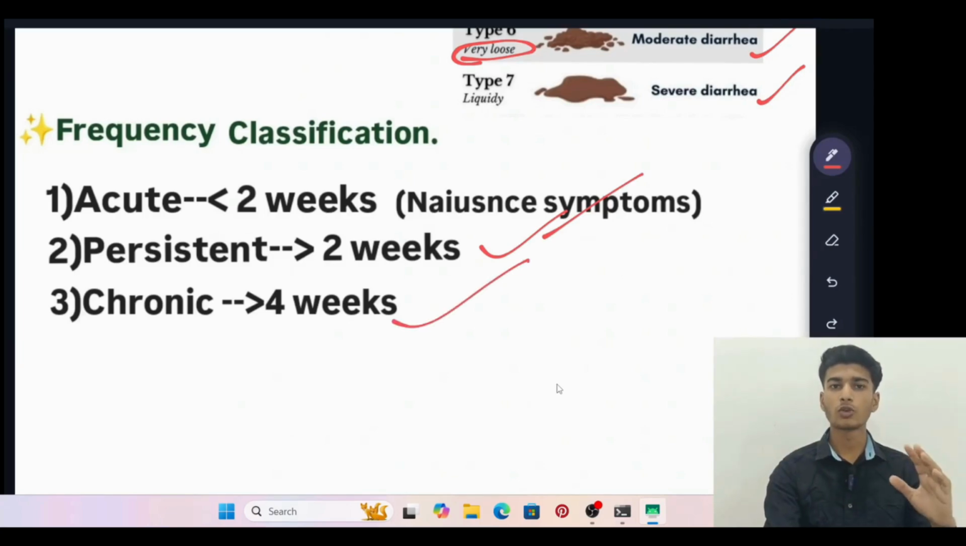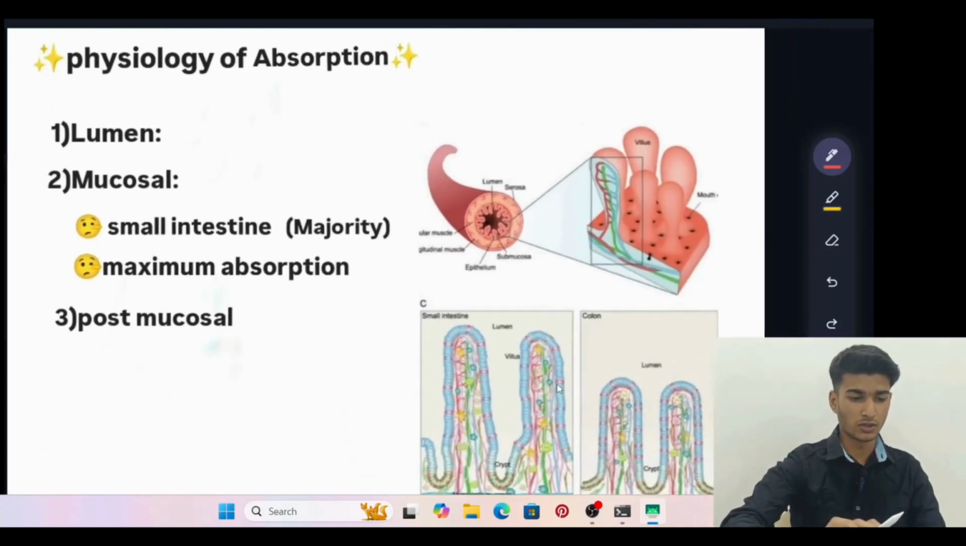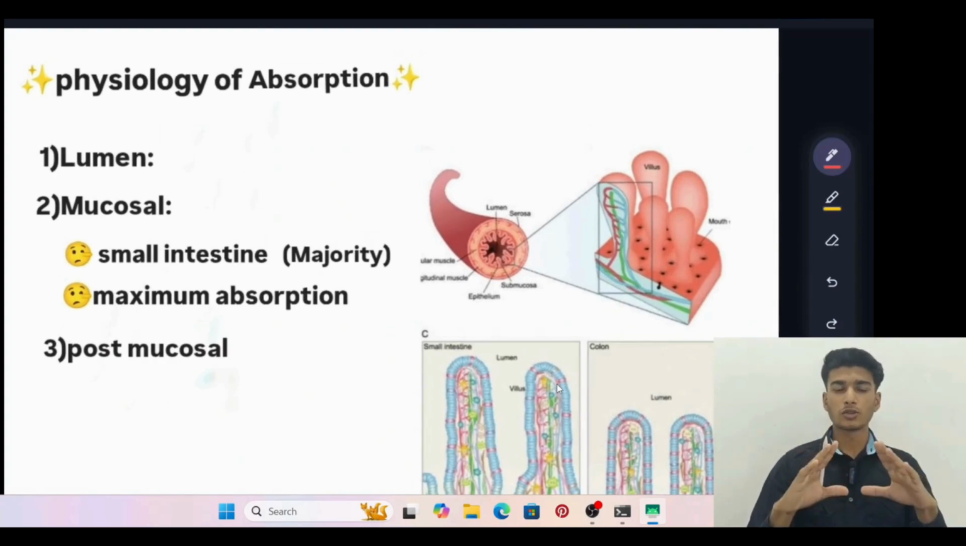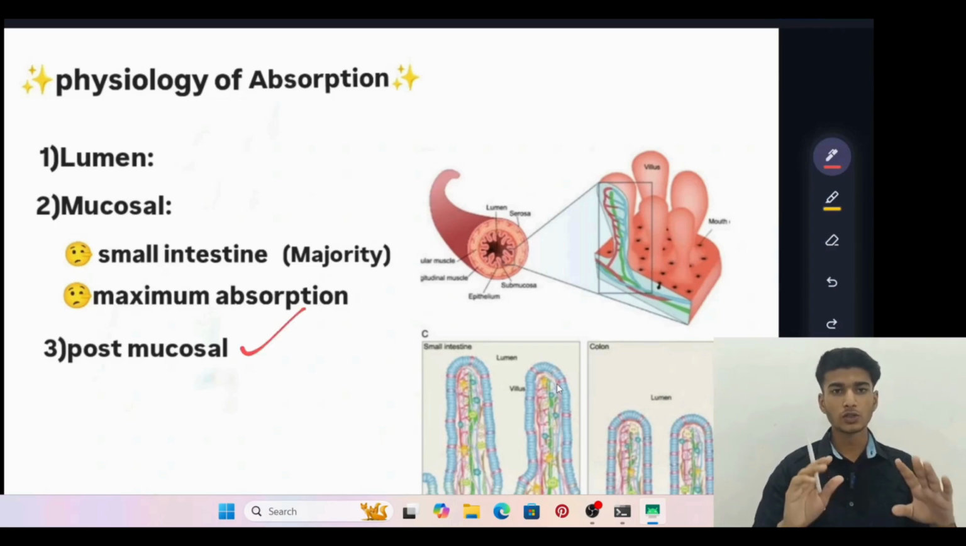So before knowing about diarrhea, we should know the normal physiological conditions, and then we will get to know what is the defect in those physiological conditions that causes diarrhea. First of all, we'll go with the normal physiological condition. So here is the physiology of absorption. Everyone knows, we have learned this in physiology, that we have the small intestine. There are 4 layers in the small intestine. First is the lumen, then there is mucosa, submucosa, muscularis, and the post mucosal layer.